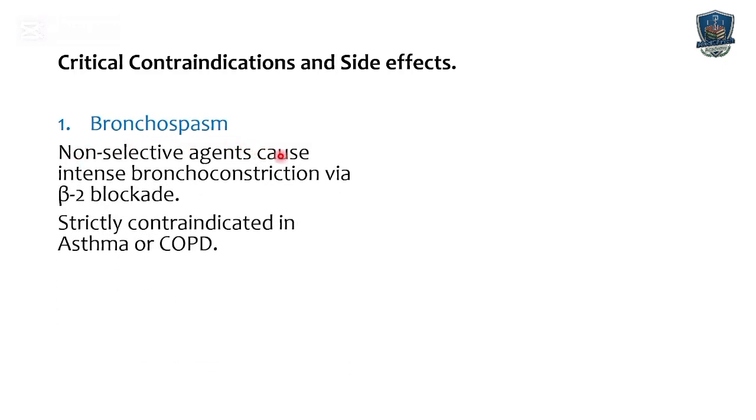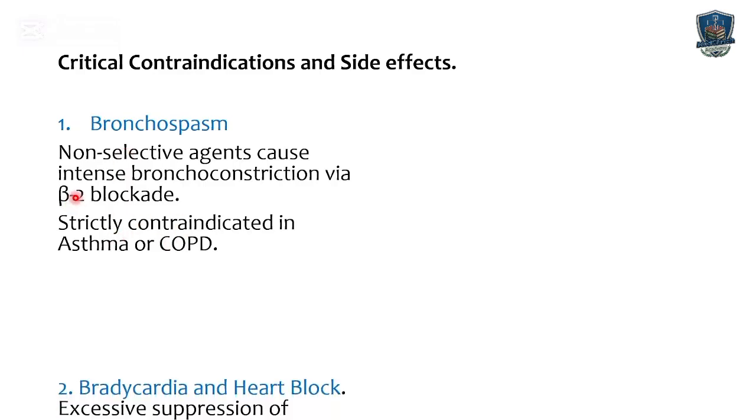So non-selective agents cause intense bronchoconstriction by the beta 2 blockade, and that being said, they're strictly contraindicated in asthma or COPD. So the drugs like propranolol, they are not good for those clients who have got asthma and COPD because they may lead to bronchospasm. They also block the beta 2.